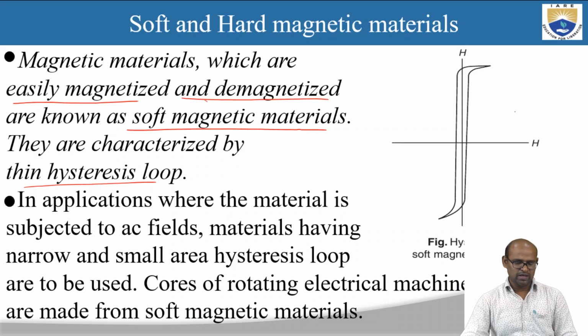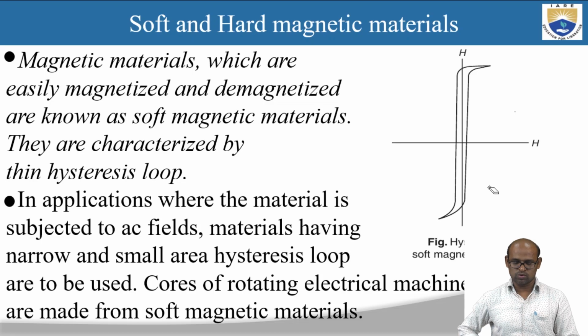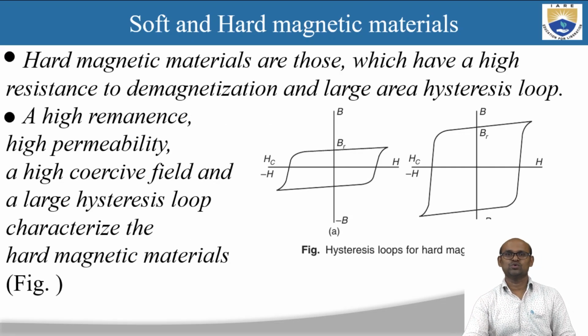In applications where the material is subjected to AC fields, materials having a narrow, small-area hysteresis loop are to be used. Cores of rotating electrical machines are made from these soft magnetic materials. So those are soft magnetic materials, which are easily magnetized and easily demagnetized, having a thin hysteresis loop.